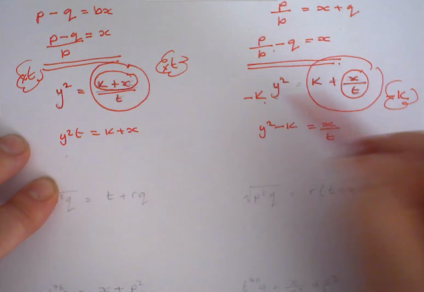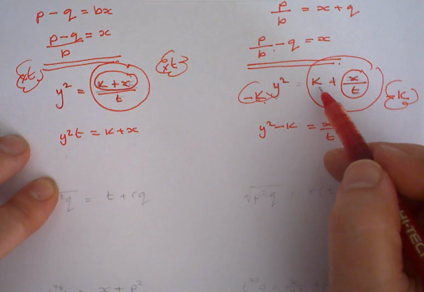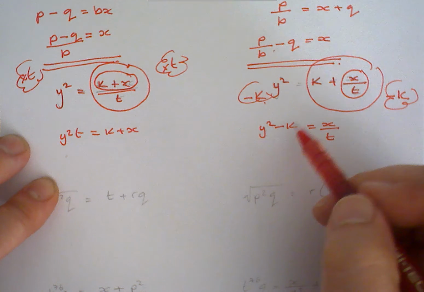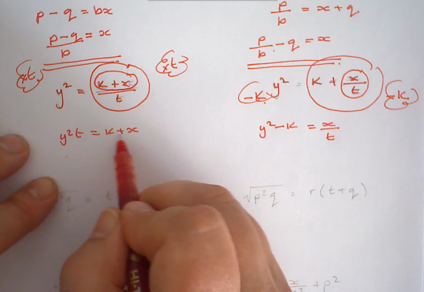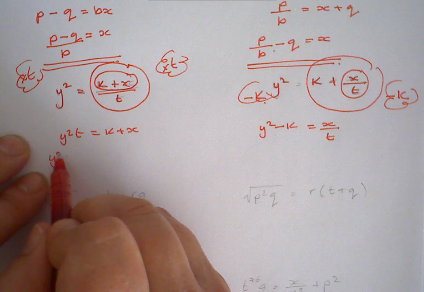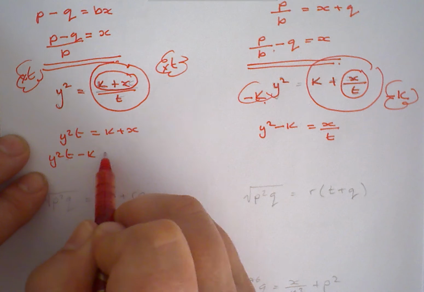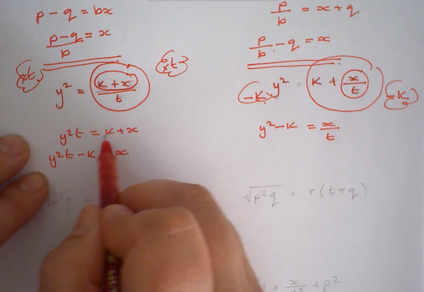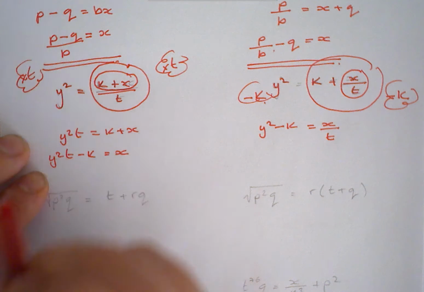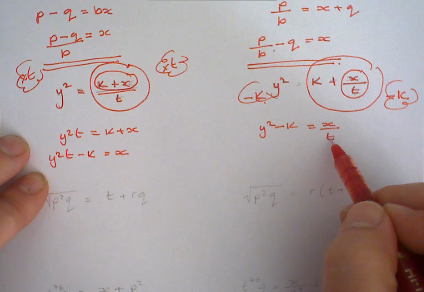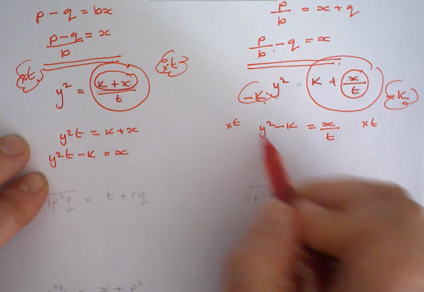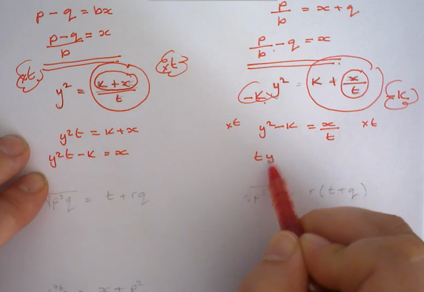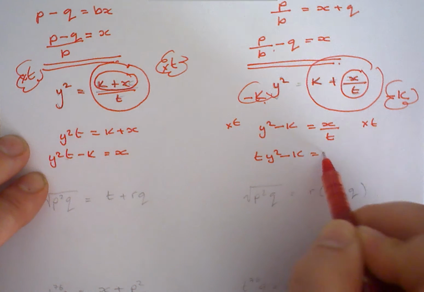Again, I wouldn't normally write it. Okay, I just use change sides, change signs. So now we're on the inside, and the jumper was the plussing of the k, so now we need to take away. Plus k became minus k. Here we've got dividing by t, okay? So we need to times by t. That gives me t y squared minus k equals x.